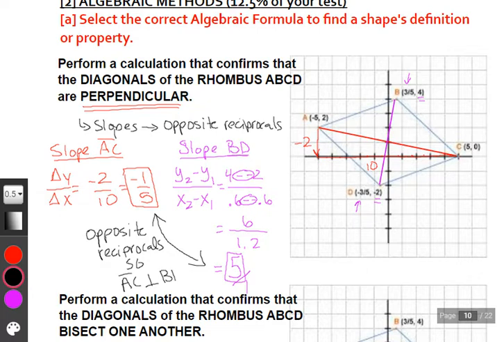Now again, this is a weird application. I know that. We haven't done a problem precisely like this in class, but it's not outside what we can do because the key phrase here is perpendicular. No matter what the context, if we're looking for perpendicularity, we're always looking for slope, whether that be of the side lengths or the diagonals. And if we're going to show perpendicular, they have to be opposite reciprocals.